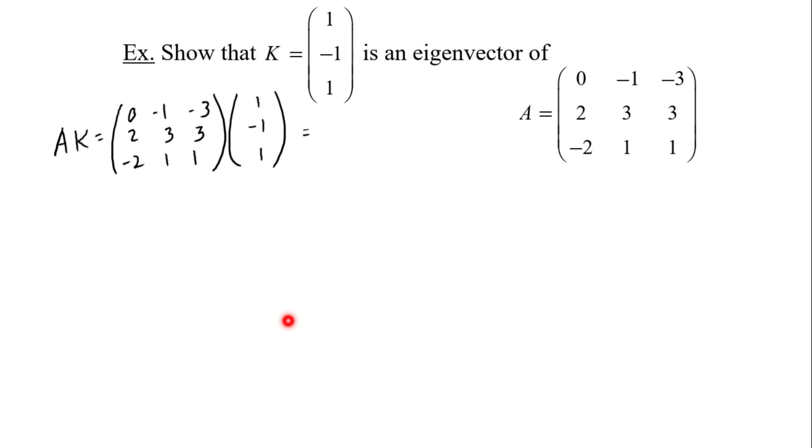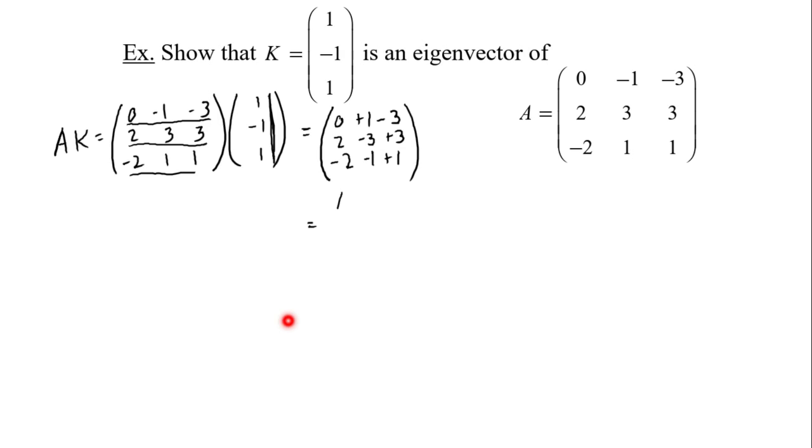Okay, now we haven't done a lot of multiplying here. So let me just again say multiplying is basically the dot product. It's going to be the top row dotted with my column. So that would be 0 plus 1 minus 3. And then the second row dotted with the column would be 2 minus 3 plus 3. And then the third row dotted with my column would be -2 minus 1 plus 1.